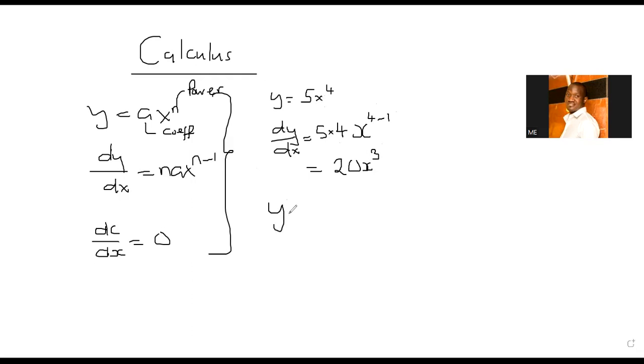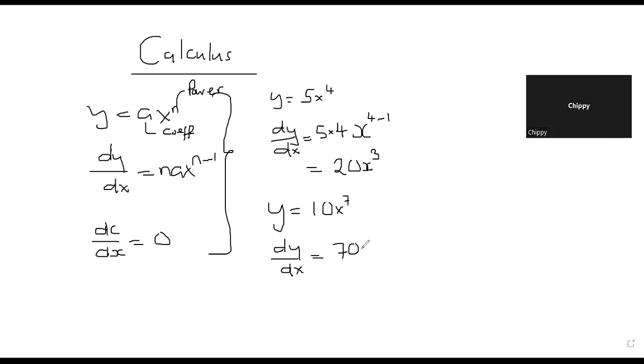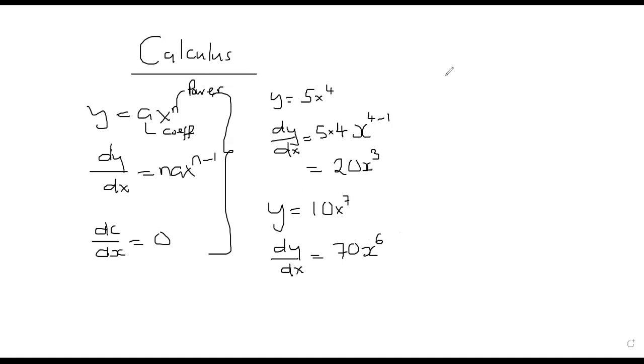I want you to try now. If we had 10x to the power 7, who wants to try to differentiate? So we multiply the 7 with the 10, it will be dy dx equals 70, the x raised to the power 7 minus 1, it will be 6. Excellent. So that is what we call differentiation. We're done with differentiation.